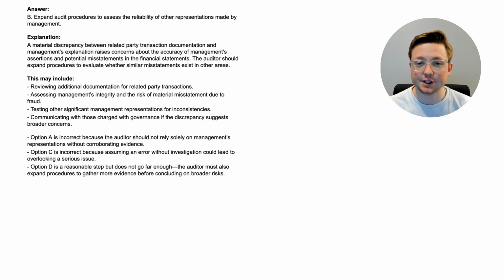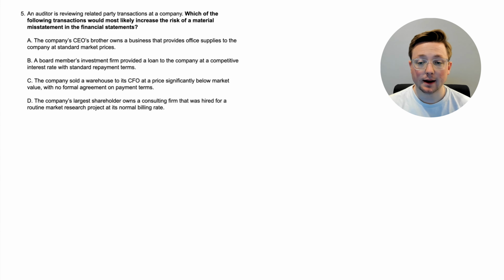Now let's go to the next question. All right, here we are at question 5. An auditor is reviewing related party transactions at a company. Which of the following transactions would most likely increase the risk of material misstatement in the financial statements? So let's go through the options.